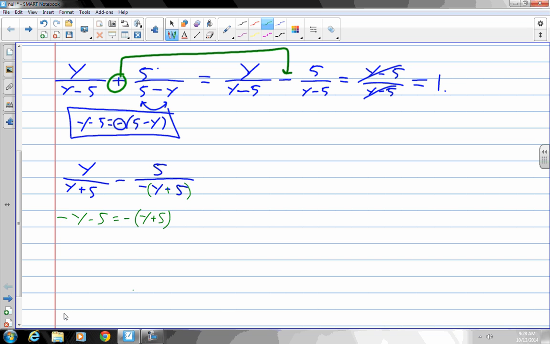And then, as Eric was saying, we have two negatives. Negative and a negative. What are they going to do? Positive. So this whole thing becomes y over y plus 5 plus 5 over y plus 5. So again, with that little factoring trick, we got the same denominators, which is the good news, because then it's just y plus 5 over y plus 5, and that equals 1.